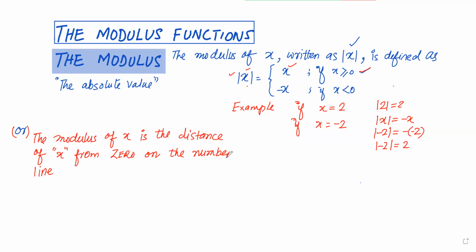So if I draw a number line, 0 is here on the number line. The same example, the modulus of 2. What is the distance of 2 from 0? This is 2, so the answer is 2. Minus 2 is on the left hand side of 0. If I ask you what is the distance of minus 2 from 0, the distance is 2 again. So we write the modulus of minus 2 as 2.